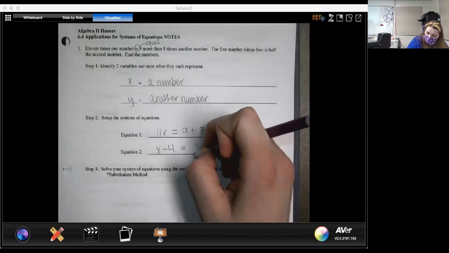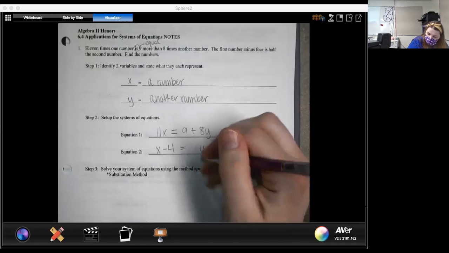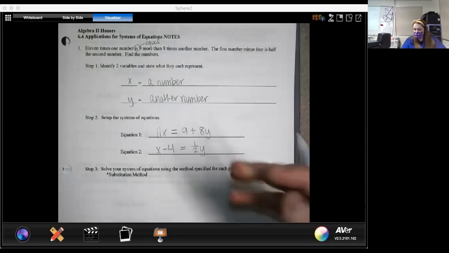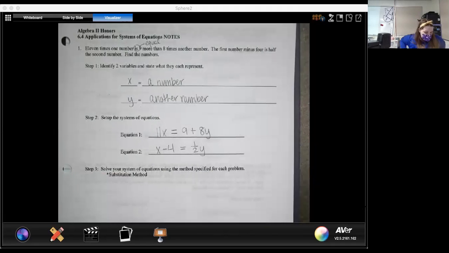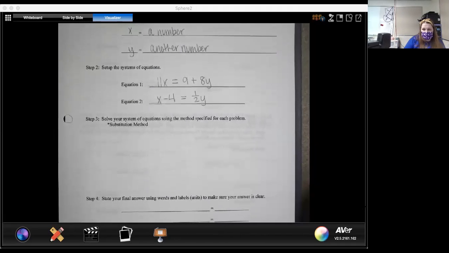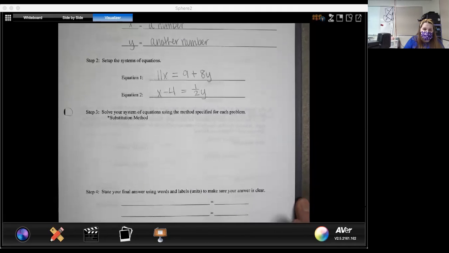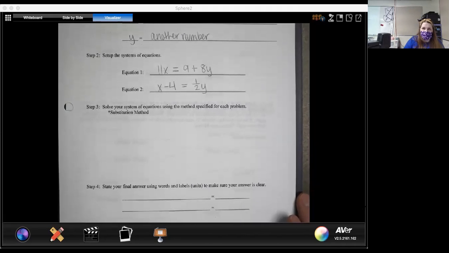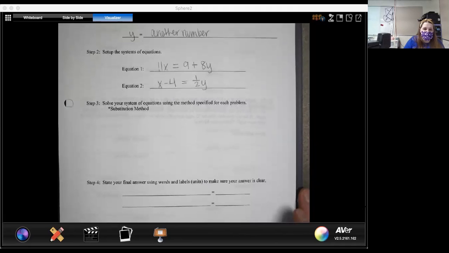And this year we've been working on using our coefficients for fractions, so I'd prefer you to write it like this, 1/2 y versus y divided by 2. They mean the same thing, but in Algebra 2, we've talked a lot about using coefficient fractions versus using the dividing method. Well, maybe not a lot, but we talked about it.